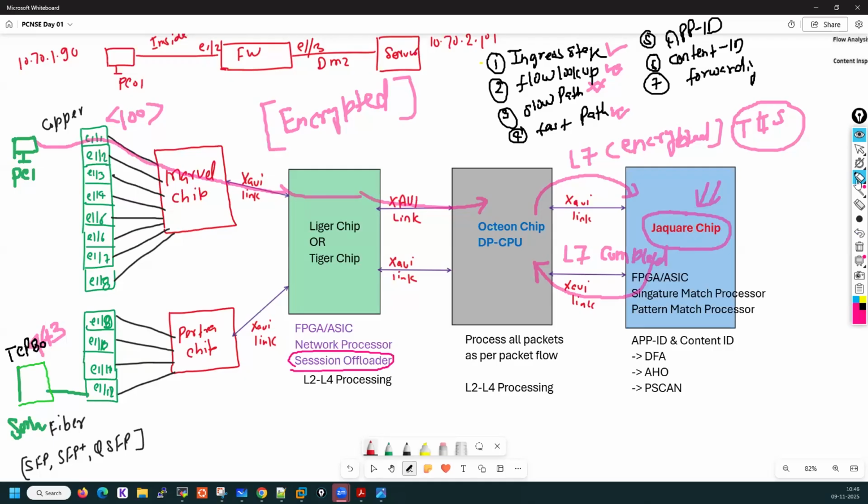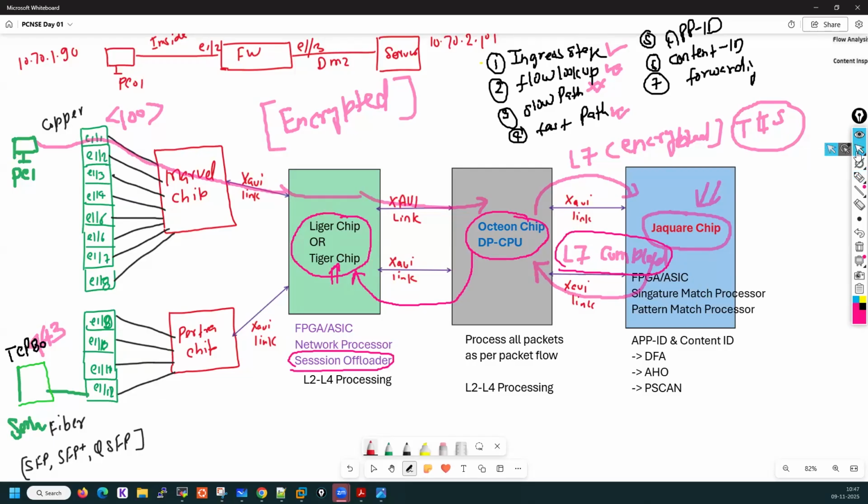Layer 7 processing is completed. When it sends this message, the Octeon chip will understand that now I don't need to forward this data to the Jaguar chip, because I got the message that layer 7 processing is completed. What will it do now? This type of packet it will offload. It will send one message to the Tiger chip: now going forward, whatever packets you receive for this particular flow, you have to handle.